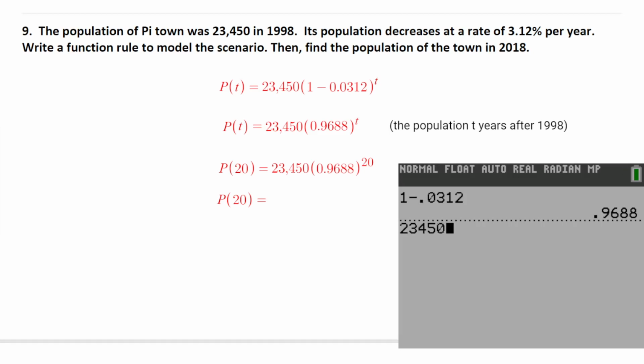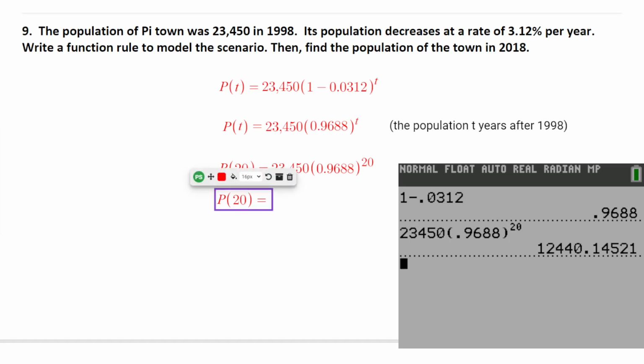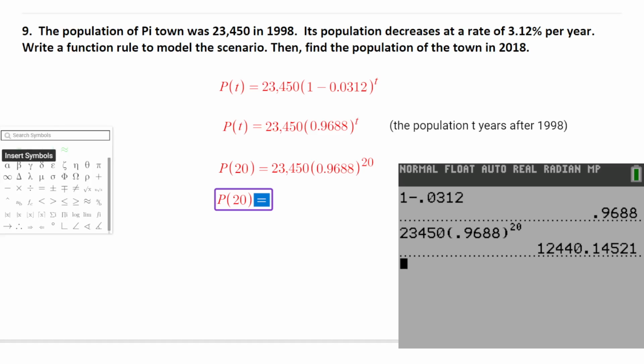23,450 times 0.9688 to the power of 20. Now we're going to get a decimal here, and we're talking about a population, and you can't have a tenth of a person. So we're going to round to the nearest whole number here. So I'm going to say this is approximately, since we're rounding here, 12,440.